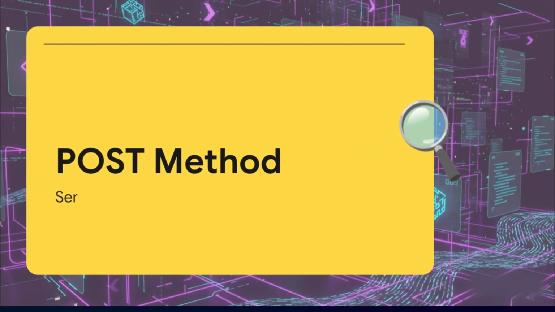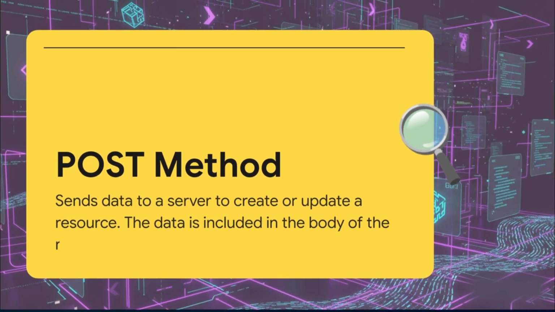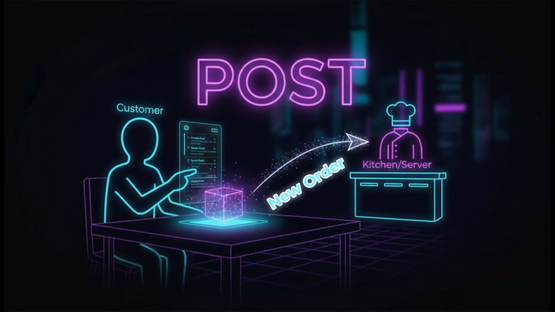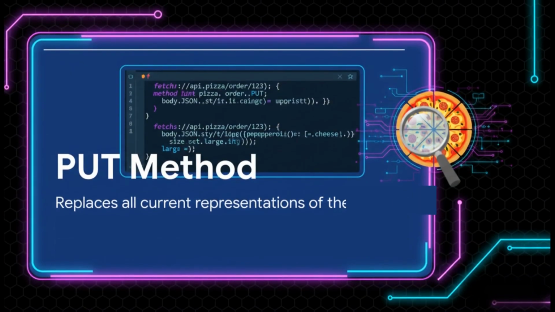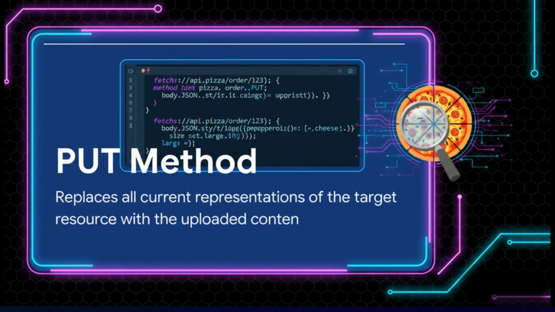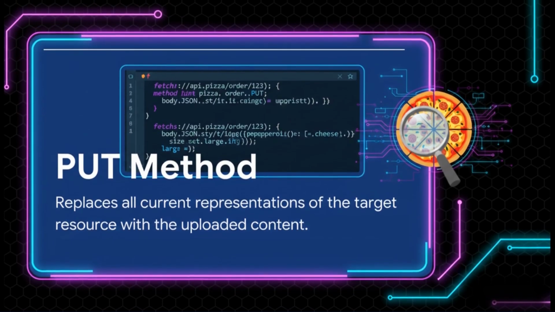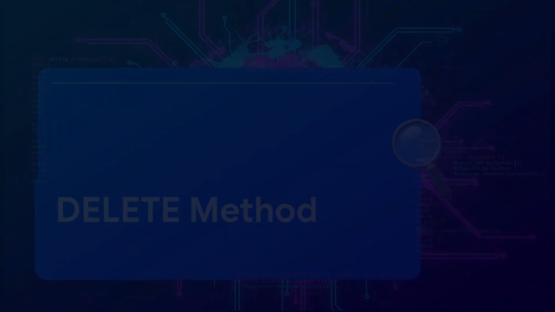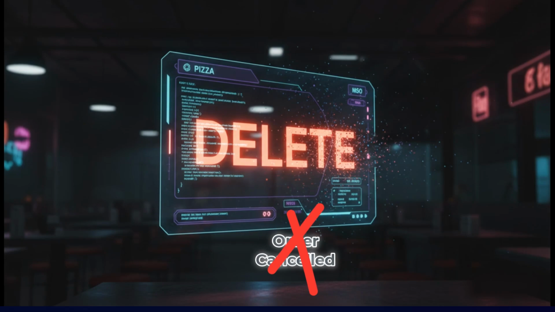Post. This sends data to a server to create or update a resource. The data is included in the body of the request. For example, submitting an order form at a restaurant. You are creating a new order. Put. This replaces all current representations of the target resource with the uploaded content. It's used to update an existing resource or create one if it doesn't exist. Like get, it is also idempotent. For example, replacing an entire dish with a new one. Delete. This removes a specified resource. For example, canceling an order.